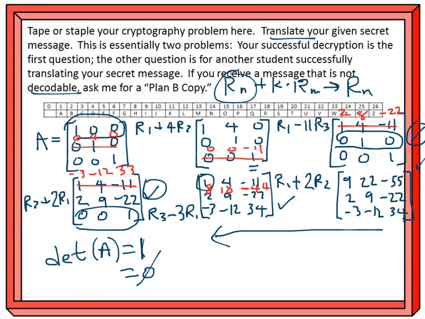So I'm wondering if you checked the determinant on this matrix as we discussed. Remember that the determinant of matrix A is supposed to be 1. If it's not, you didn't do it right. You made some sort of mistake along the way.